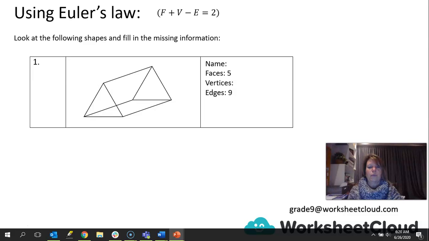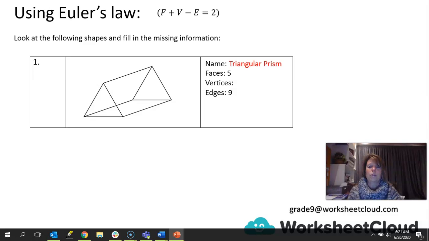So let's look at each one individually. Here we have that shape. We know that it is a right prism. Why? Because there are rectangles that meet two congruent bases, and where the rectangles meet, they have right angles. First of all, we're going to name this shape, and because it is a right prism, we look at the bases and name it according to the bases. So this would be known as a triangular prism.